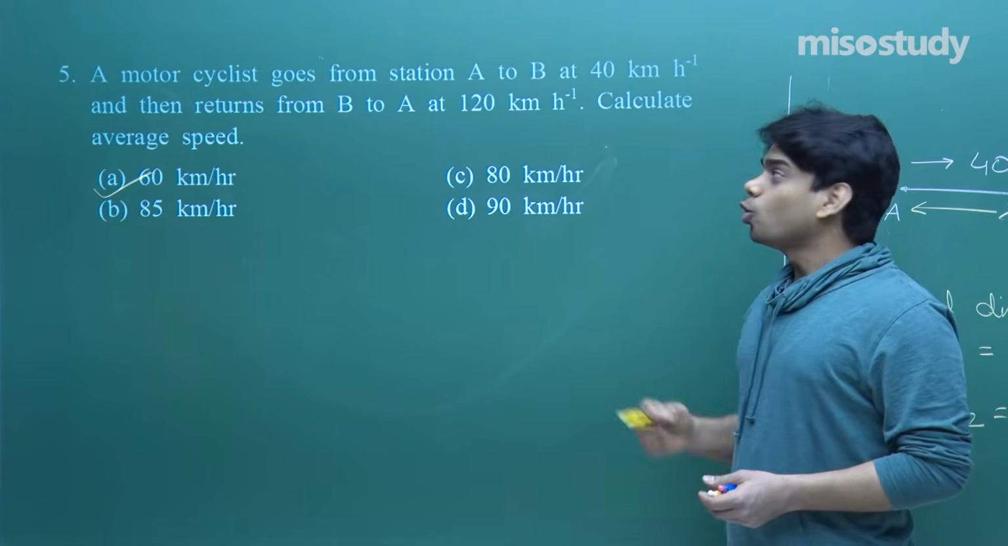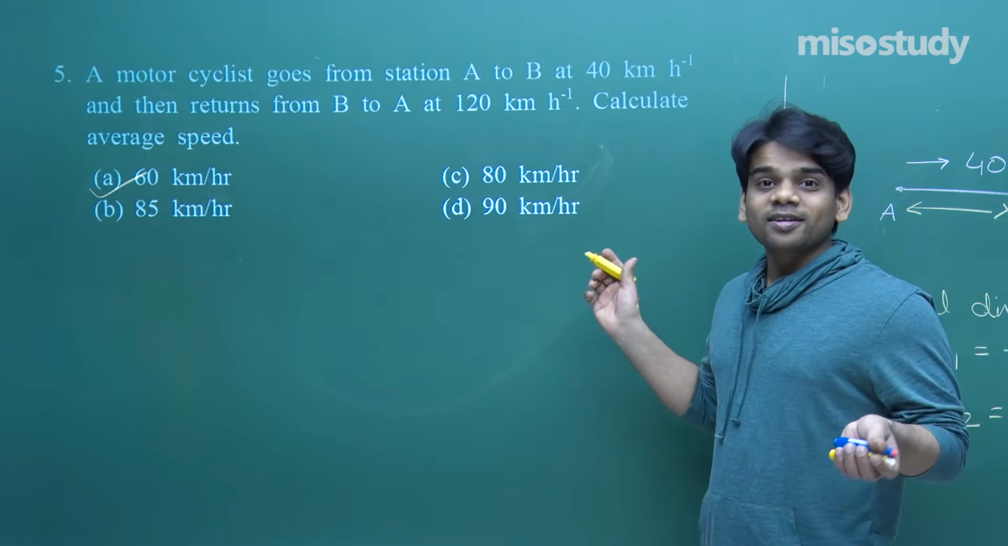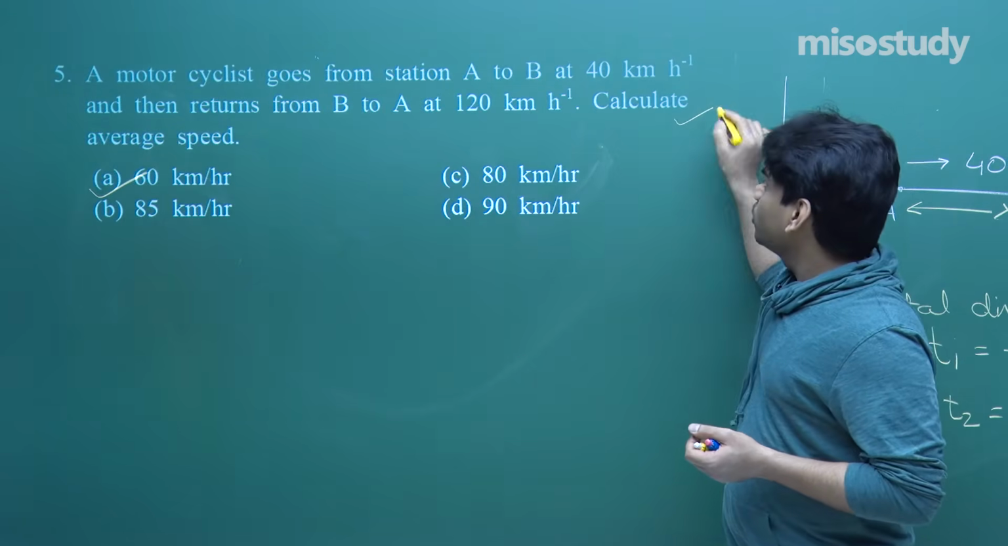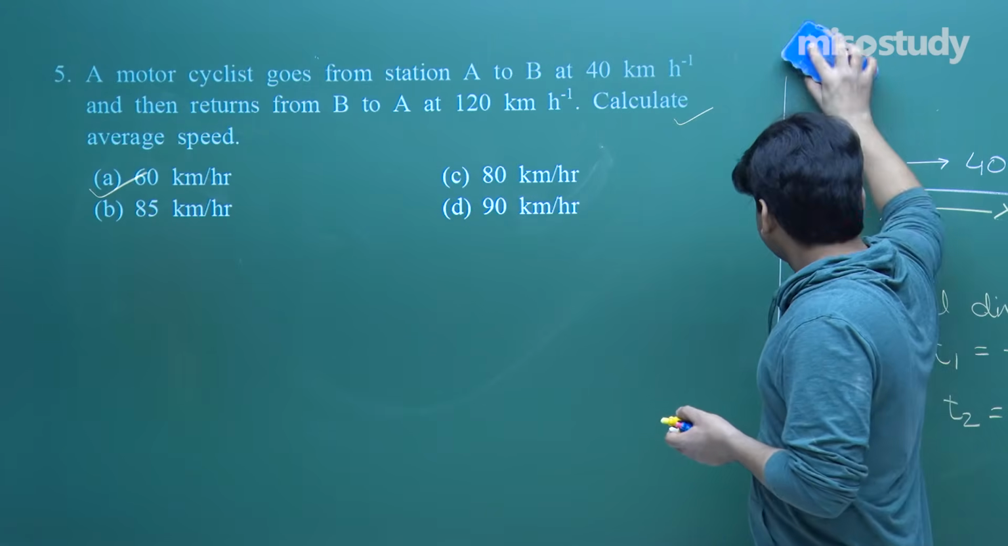Hope that you've understood that. Don't take the average. Solve stepwise. Solve what is the time taken, how much distance is traveling, what is total distance, what is total time. Then you solve, and then only you can do such kind of question. Never take average for equal distance.